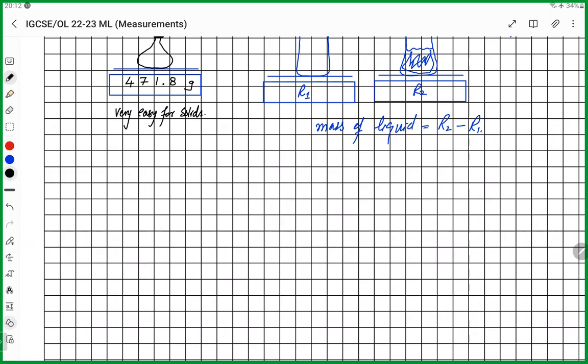Now here is a beam balance. There will be a pivot. On the pivot there will be a beam. That is why it's called a beam balance.